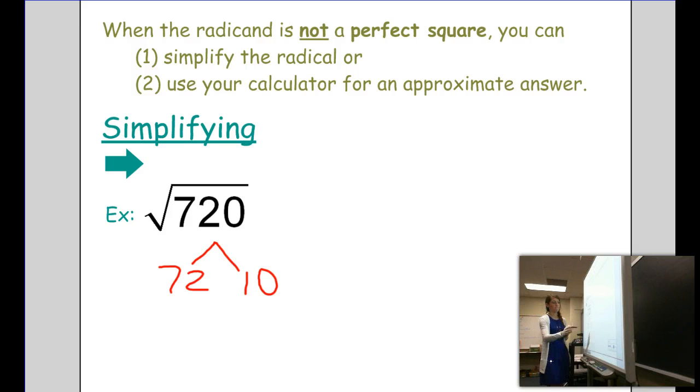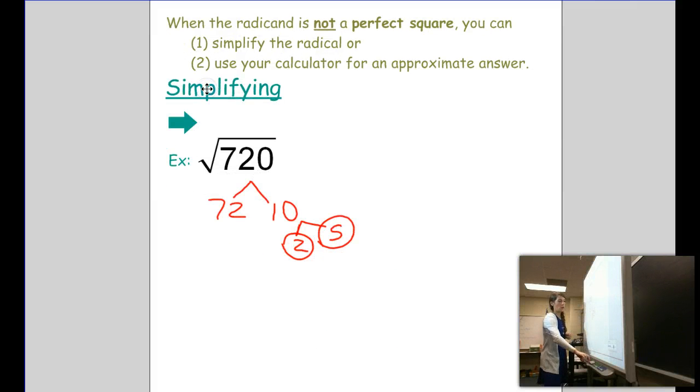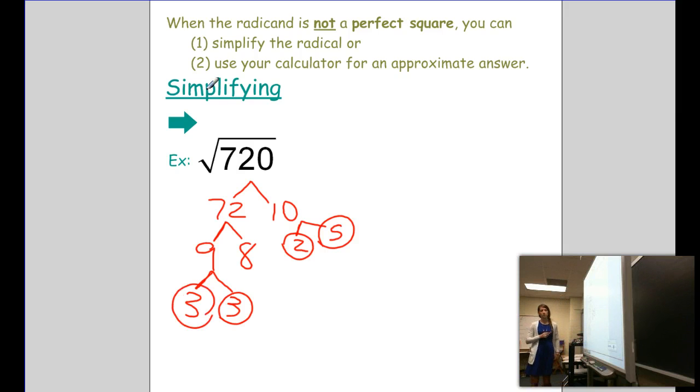What are factors of 10? 2 and 5. Are either of those prime? They're both prime. Circle, circle. If you see a prime, you need to circle it. There we go. Okay. What numbers multiply to get 72? 9 and 8. Are either of those prime? No, they're not. Keep going. What's 9? 3 and 3. Prime and prime. Circle them. What's 8? 4 and 2. 4 is not prime, but 2 is, so I'm going to circle 2. And 4 is 2 and 2.